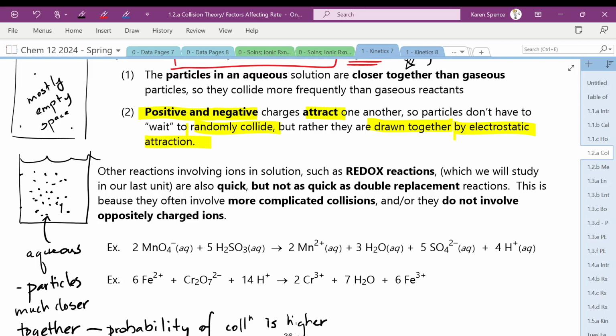Okay, so particles are, probability of the collisions is higher. Okay, so let's go back then to our redox reaction. I'll give you a second to finish writing that if you're still writing.